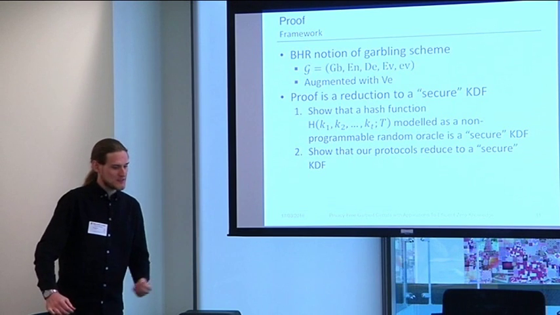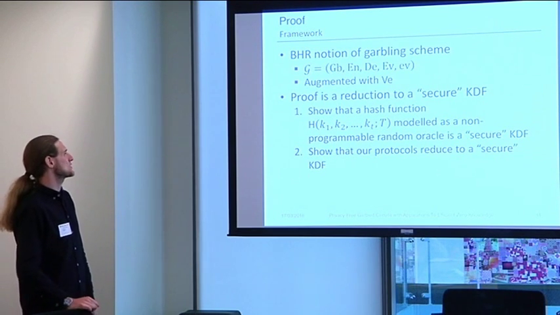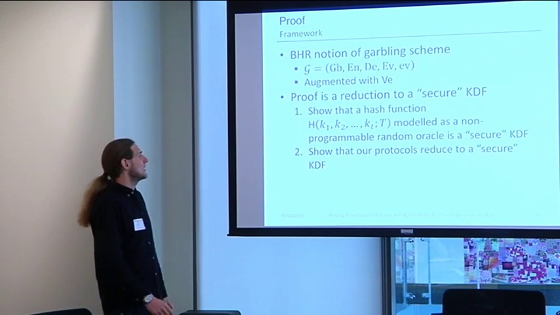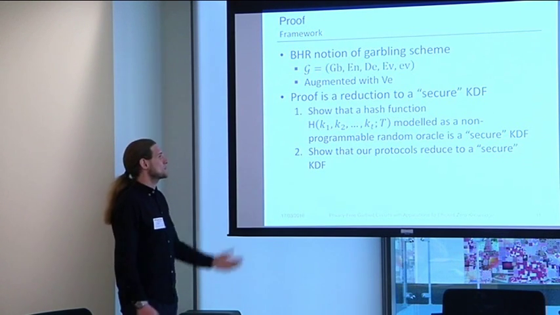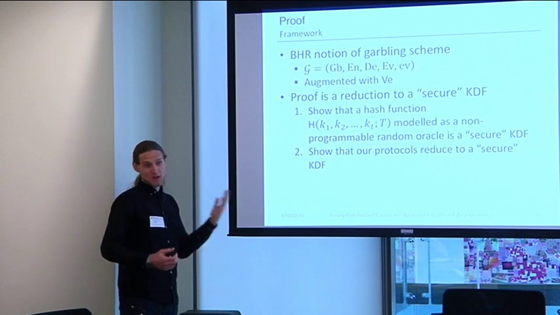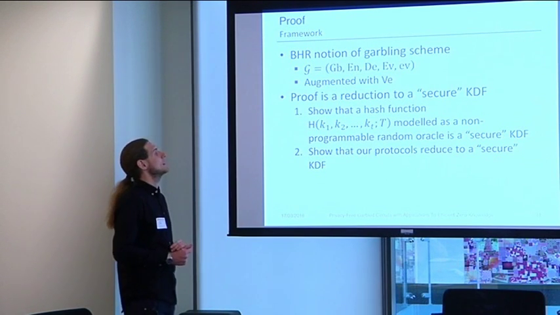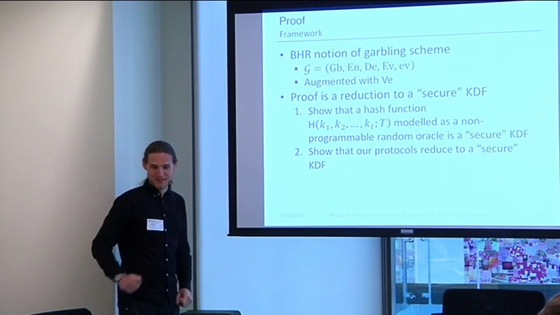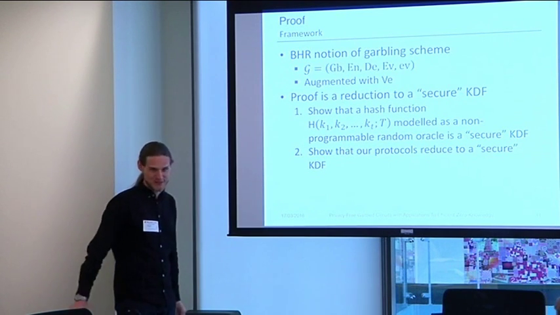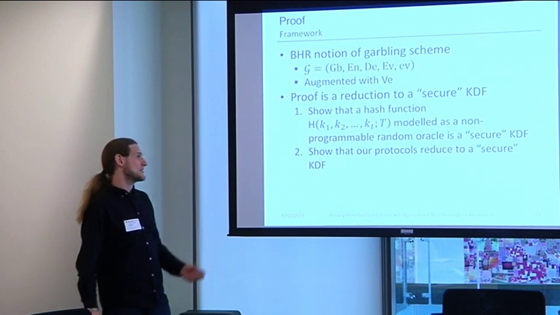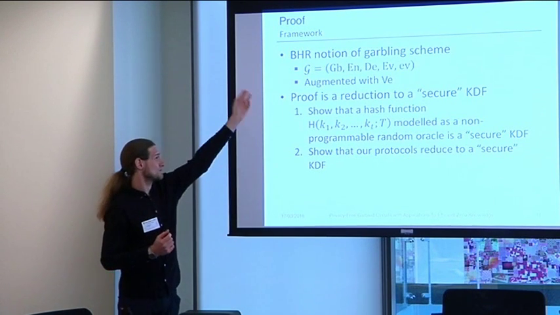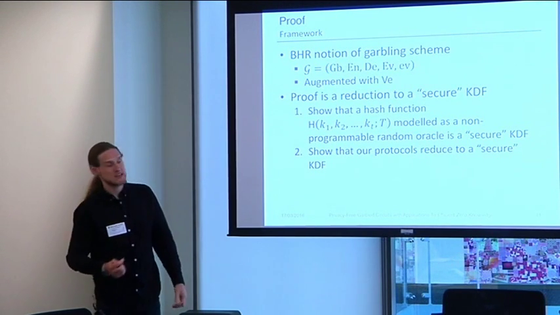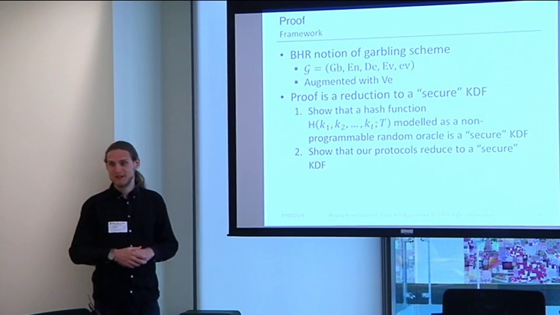Okay, so the proof itself consists of two parts. It's a reduction to what we call a secure key derivation function. Basically we show that if we use a hash function that's modeled as a non-programmable random oracle, then we have this secure key derivation function. I will define it in a minute. Then we look at our protocols based on the notion of garbling, encoding, and so on, and reduce that to the security of the KDF.